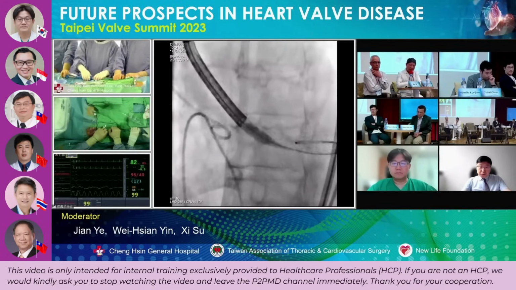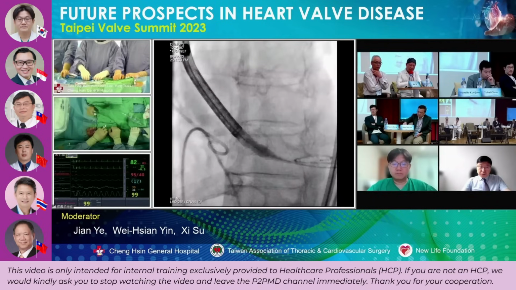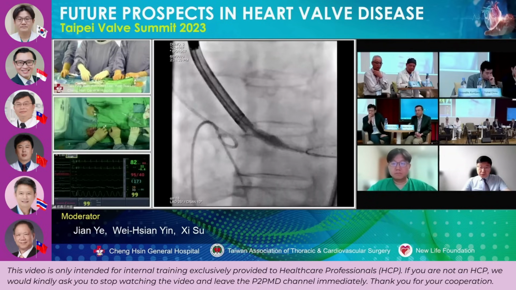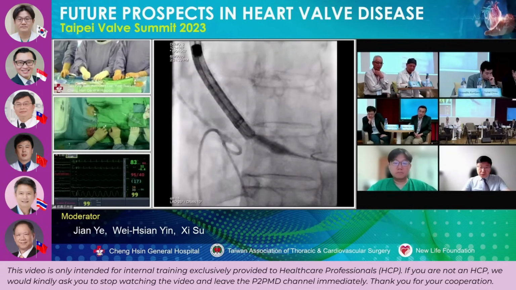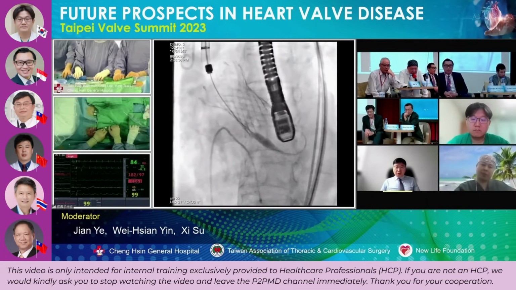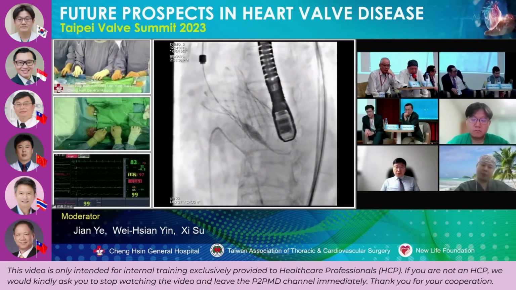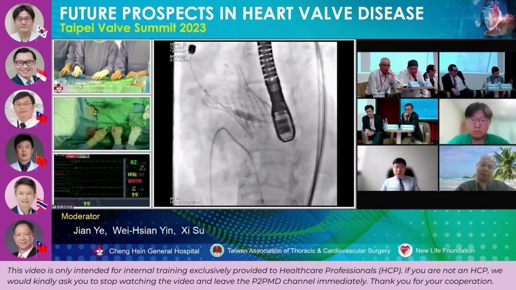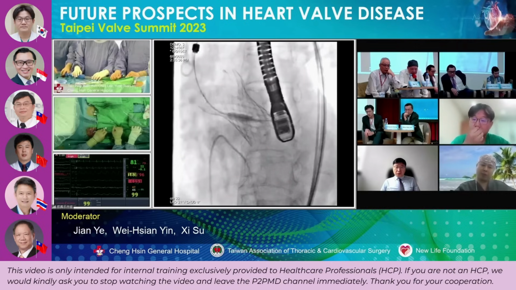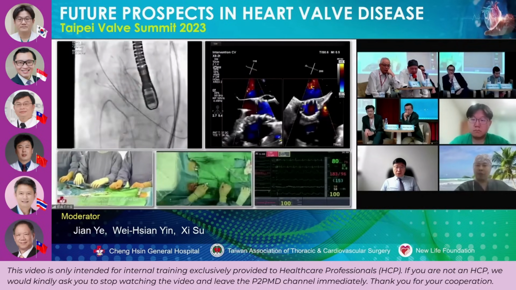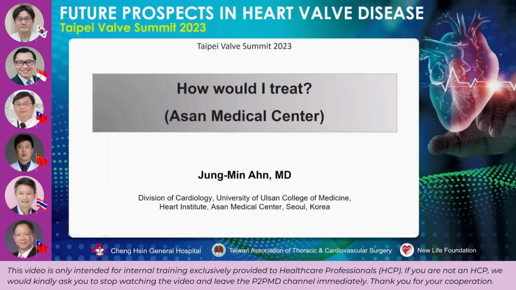Here, this is a 34 millimeter valve. We will deploy with pacing and slowly deploy it. Okay, put back the nose cone. Okay. Keep the wire. Okay, very good. Right. Perfect. Thank you, Chairman.